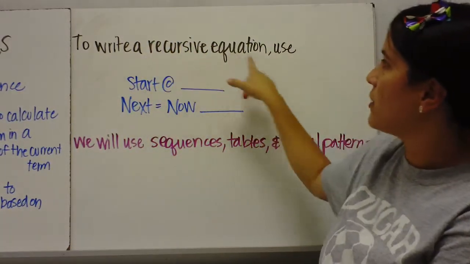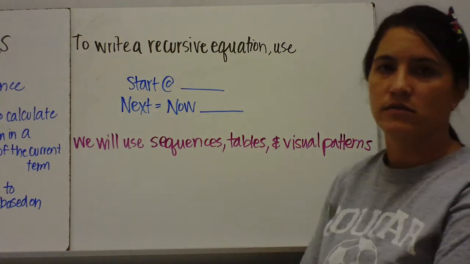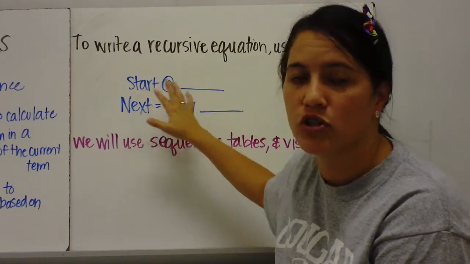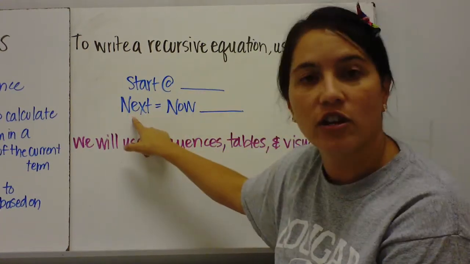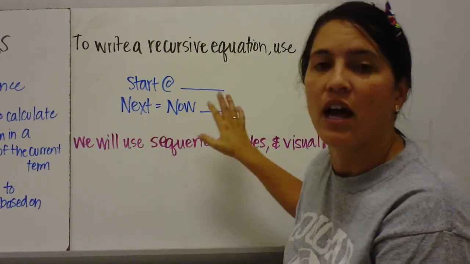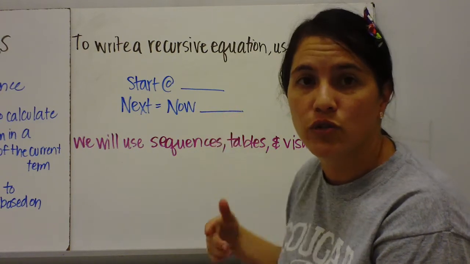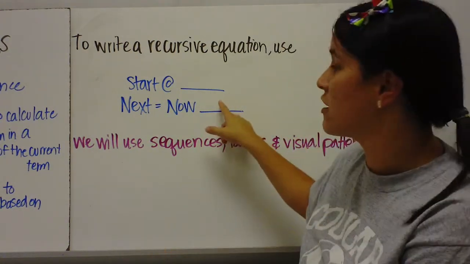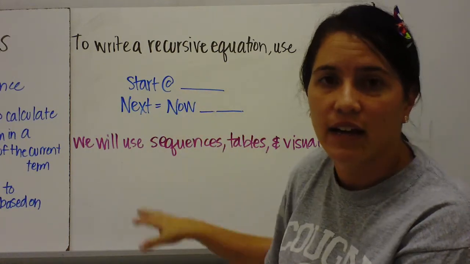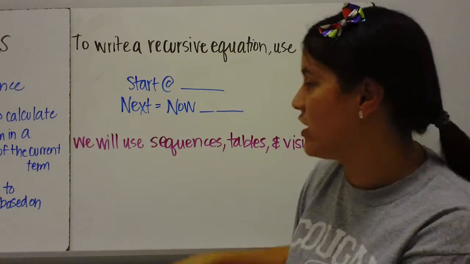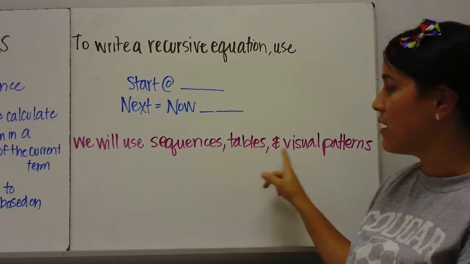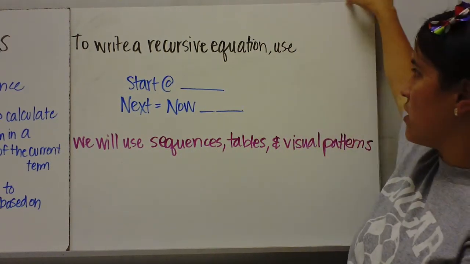Alright, so to write a recursive equation, we're going to use this format. It looks like this: start at, and then you're going to put the blank, your first term, your starting point, your starting number. And then you're going to use this as a recursive equation format. Next equals now, and then blank. Whatever you do to the number, add, subtract, multiply, or divide, that's going to go in this blank. And then the starting number is going to go here. And in this lesson, I'm going to show you how to write a recursive equation using sequences, tables, and visual patterns. So we're going to have examples on these on how to write a recursive equation.